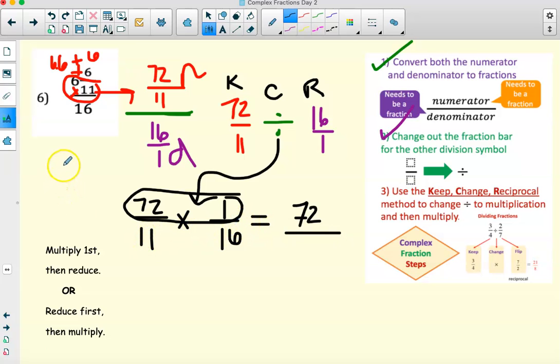All right, then we multiply 16 by 11. And 6 times 1 gives us 6. 1 times 1 is 1. And then we need a 0 to hold the place. 6 times 1 is 6. 1 times 1 is 1. And together that makes 176.